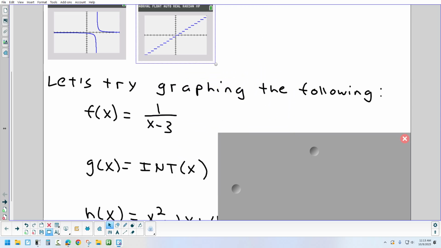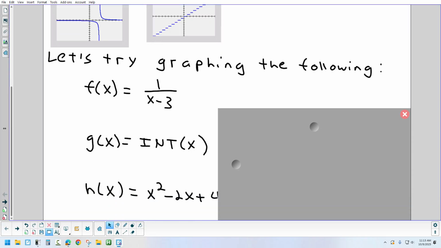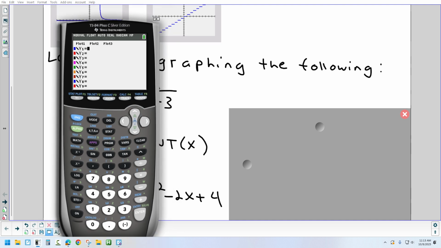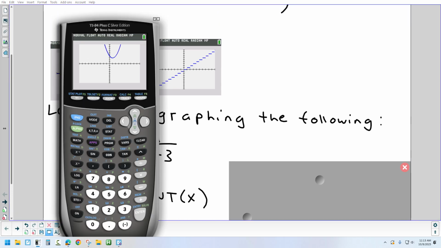And we got one more we're going to do. I'm going to type in x squared minus 2x plus 4. Okay, so let's clear that. X squared minus 2x plus 4. Okay, I'm using Zoom 6 for all of these. And we got that one. Okay.